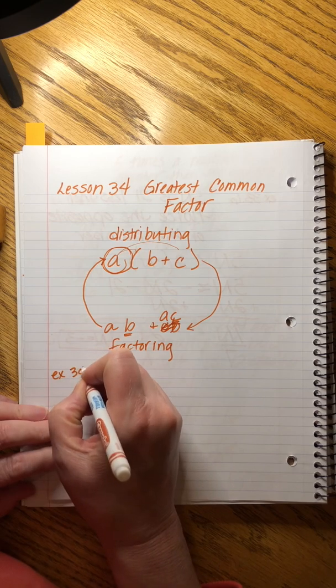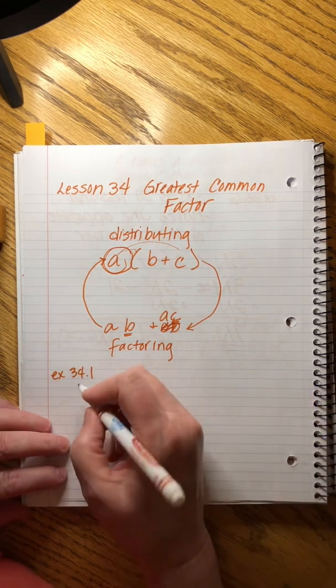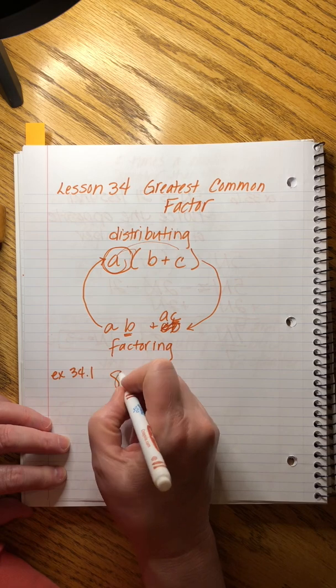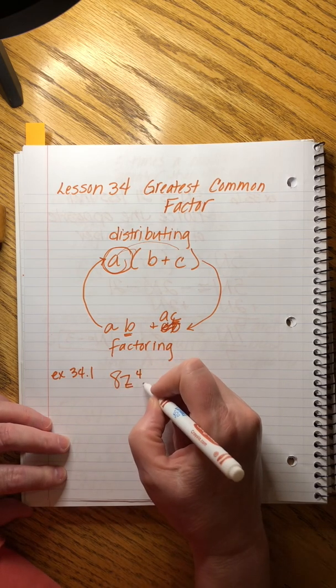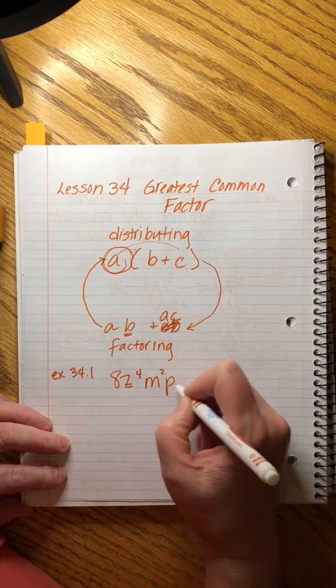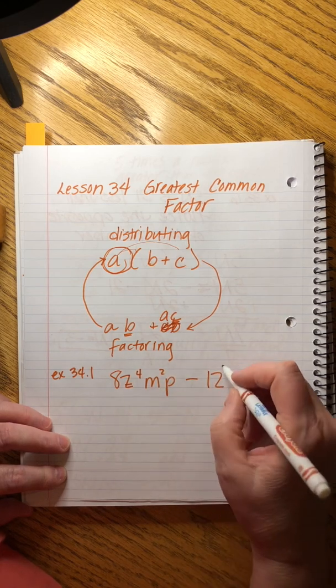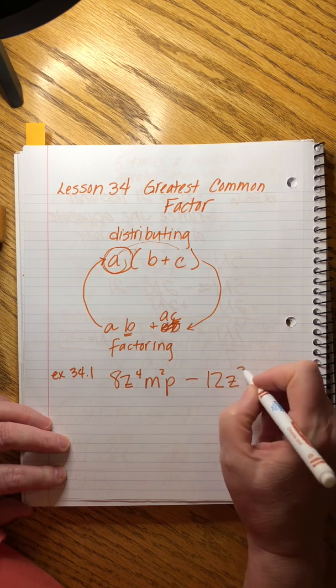Example 34.1. The hardest thing is writing down the problem. 8z to the fourth m squared p. Sorry, I do this thing where I always have to say it, don't I? Copy it though.